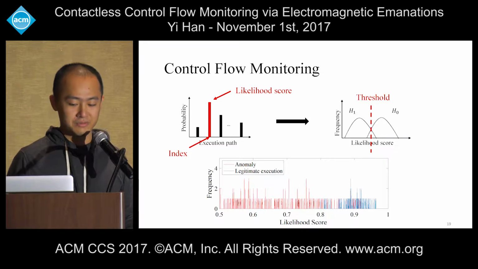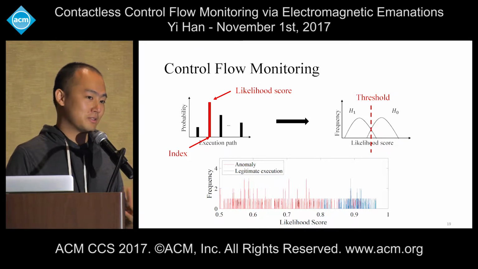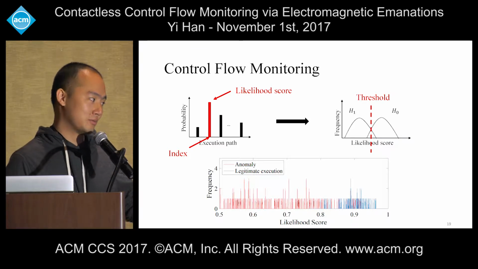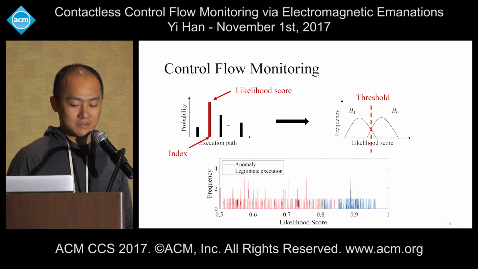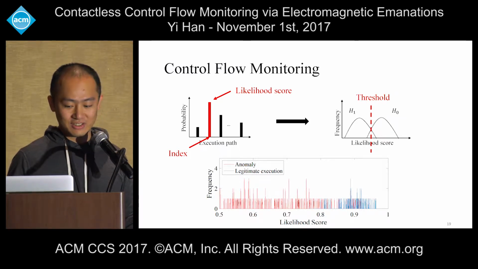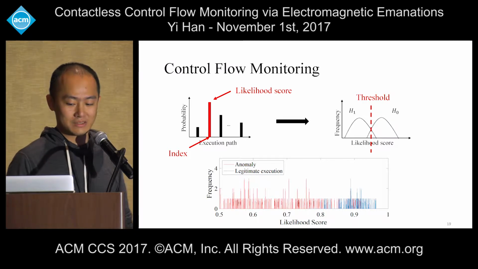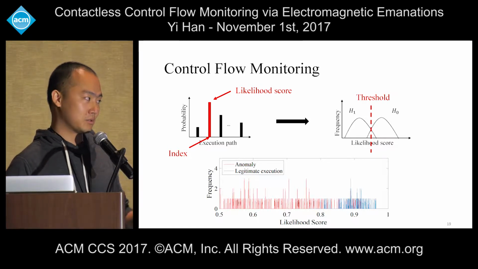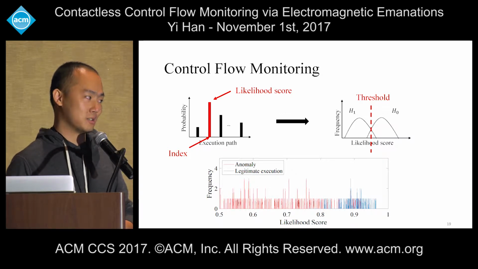To produce the plot, we collected EM signals for 100 legitimate executions and 100 anomalies. We feed these 200 signals into our models, and we have 200 likelihood scores. We compute a histogram of them to produce this distribution. The blue lines correspond to the legitimate executions, and the red ones correspond to the anomalies. It can be seen that the legitimate executions, since they match our models, tend to have high likelihood scores, while the anomalies have lower likelihood scores. So based on this, by simply putting a threshold on the likelihood scores, we are able to test if there is an anomaly or not. The choice of the threshold depends on the actual application, for example, on the false positive rate the application can tolerate.